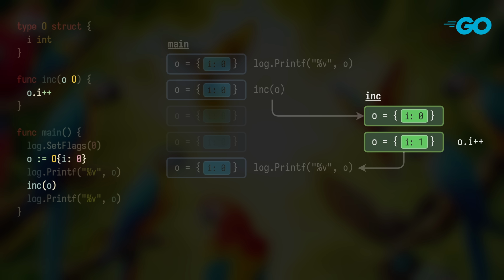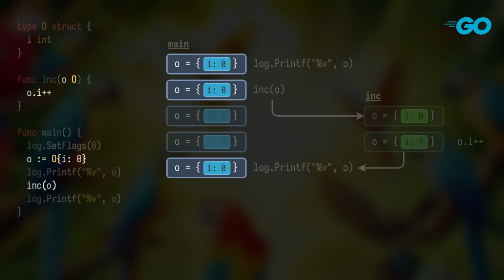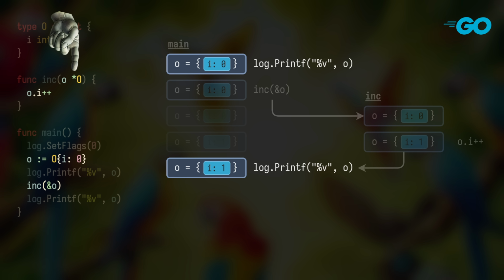If we actually want to modify the O from main, we need to pass its address, changing inc to accept the pointer denoted by the star here. And then it actually prints 0 and 1.